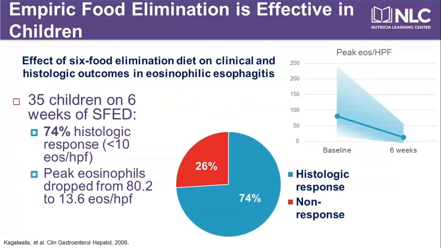So empirical elimination, it works, and this study back from 2006 was really the seminal study to look at that 6-food elimination diet. And about 3/4 of the kids who were put on that elimination diet had a histologic response. And as you can see in the figure on the top right over there, there was also a really dramatic reduction in the average eosinophils, or the peak number of eosinophils in the esophagus in the average patient down before and after treatment for 6 weeks. So from an average of 80 down to 13 EOs before and after treatment.